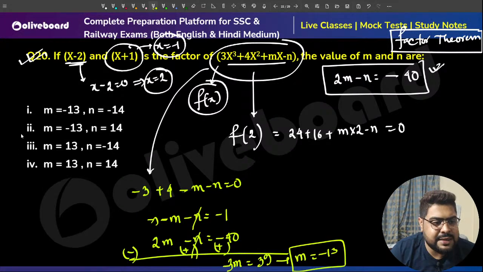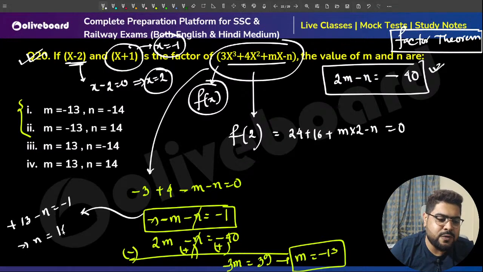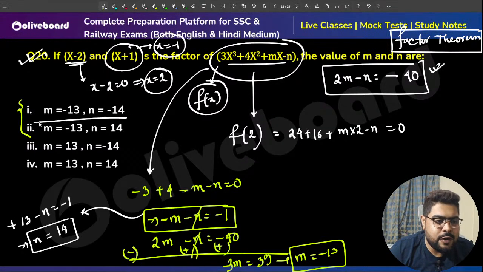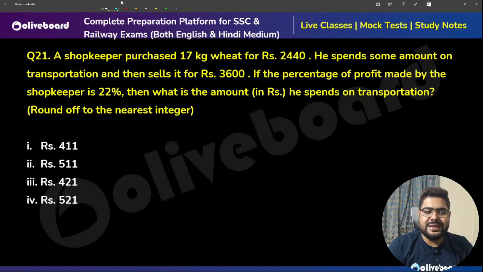m is minus 13. That means either option 1 or 2. Then what you do? Put the value in the second equation and you will figure out n. Minus of minus 13 is a plus 13, minus n equal to minus 1. So n will be equal to 14. Option number 2 is your correct answer. This is 100% your correct answer. Yes, Sahil, that's the thing, I missed it. So next one.